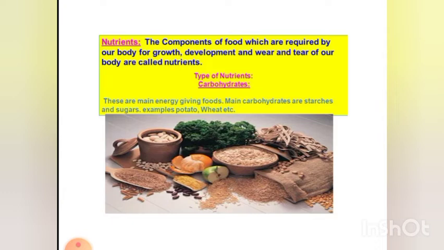Carbohydrates are made up of three components, that is carbon, hydrogen and oxygen. Simple carbohydrates are easy to digest and they provide us instant energy, whereas complex carbohydrates take time to be digested and do not provide us instant energy. Starch and cellulose are examples of complex carbohydrates.